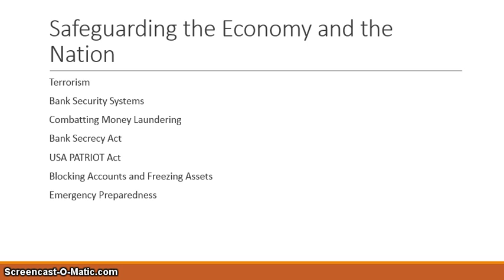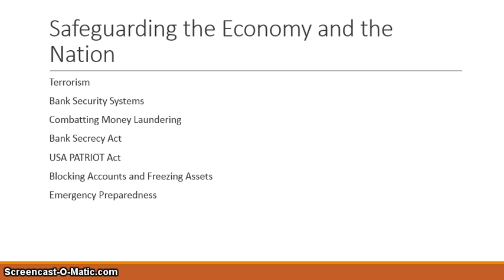Bank security systems also provide data and other ways to discourage criminal activities. Banks have programs to combat money laundering, as we've talked about. The Bank Secrecy Act requires banks to report certain information to the IRS and to other agencies, like the Financial Crimes Enforcement Network, FinCEN. So these help to generate data and information for government agencies.